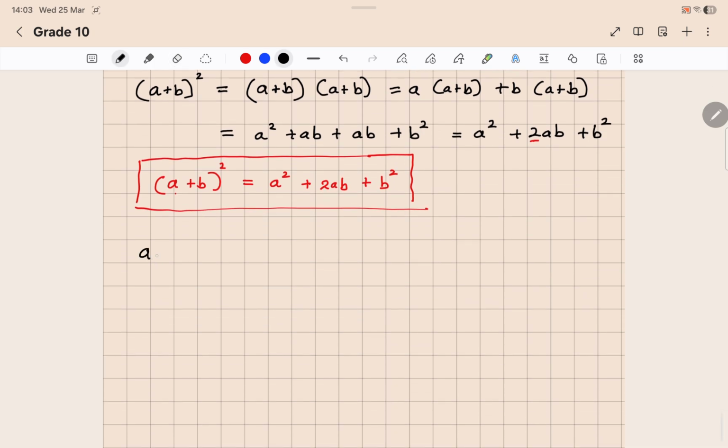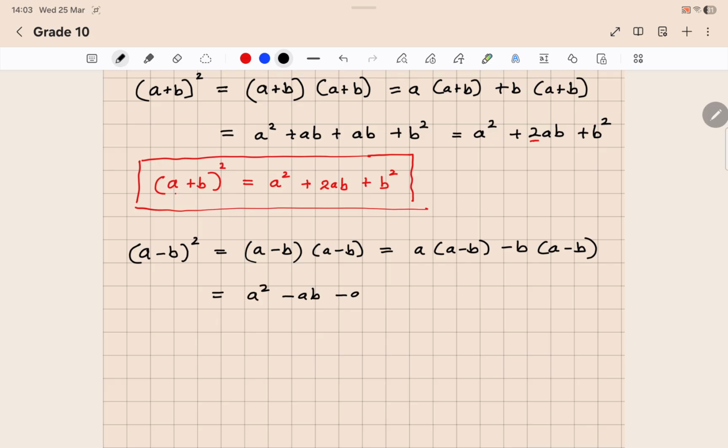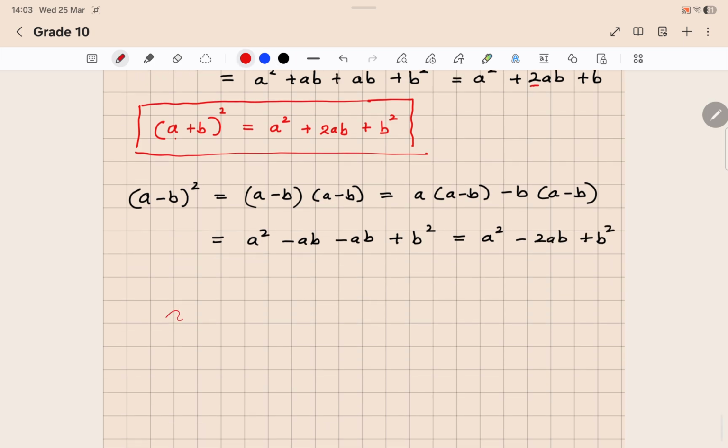Right. Then you also need to know the a minus b squared expansion, which is a minus b into a minus b. So a times a minus b times a minus b. So you get a squared minus ab minus ab. Minus b into minus b becomes plus b squared. So you get a squared minus 2ab plus b squared. So similar to a plus b squared. Only difference is the middle is minus.